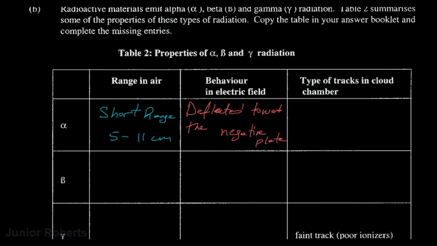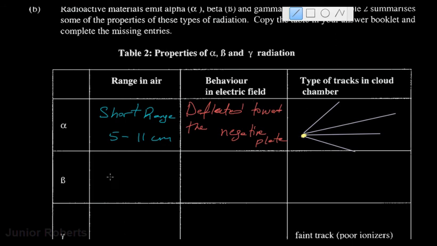Now, in a cloud chamber, it will produce some distinct tracks. So let us say this is our alpha particle here, or our radioactive source. When it gives off alpha particles, we're going to observe some very clear, distinct tracks that look like this. Because alpha particles are very heavy, they will give off these distinct tracks as they are emitted from this radioactive source.